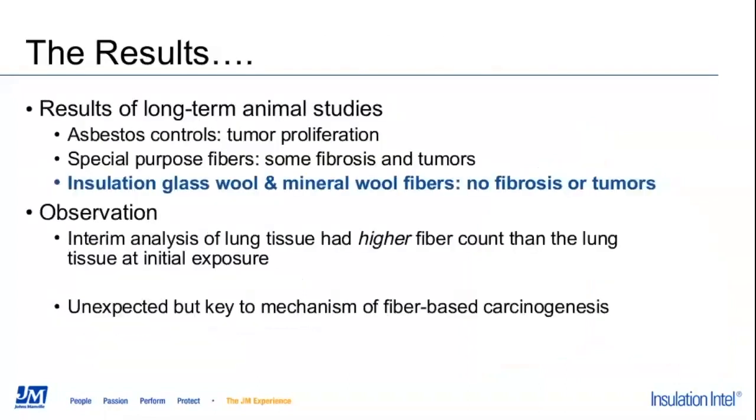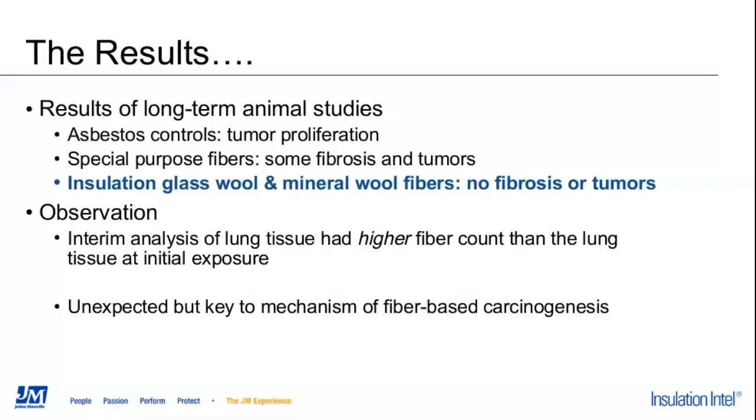The results of these studies are that the control animals that were exposed to asbestos got tumor proliferation. So that really helped us confirm that the way that we designed the inhalation mechanism, we were getting lots of respirable fibers in the lungs of these test animals. For special purpose fibers, these are the ones used, for example, for some specialty filtration and battery separator paper applications, we did get some fibrosis and tumors, but universally for the insulation glass wools and the mineral wool fibers, we got no fibrosis and no tumors.